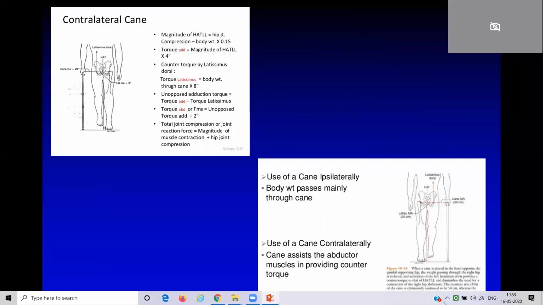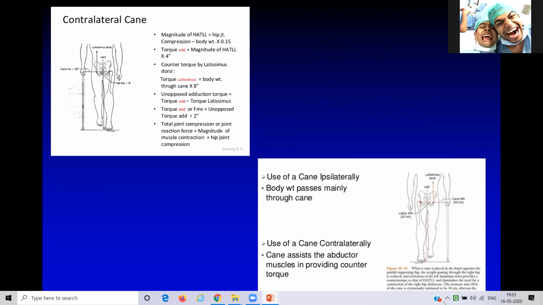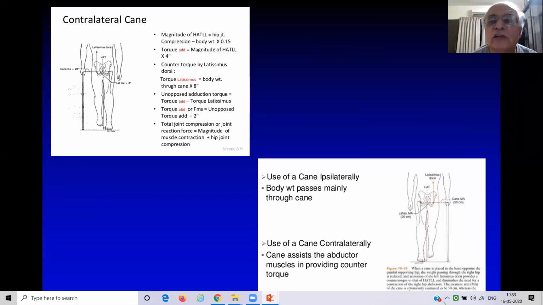Yes, sir. So if you use a stick on the contralateral side, the magnitude is quite reduced, and that's why you will have reduction in the resultant force, because something like 11 to 14 kgs of the weight will be passing through the stick area. So this will reduce automatically. But if you use a cane on the ipsilateral same side, the body weight passes directly through the cane and it will not change much. So it's very important to use it on the contralateral side.